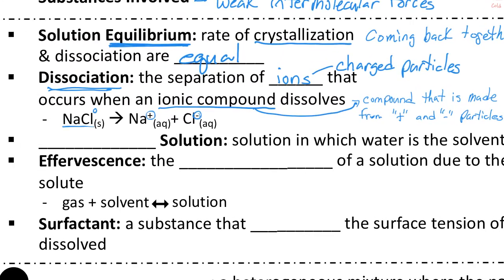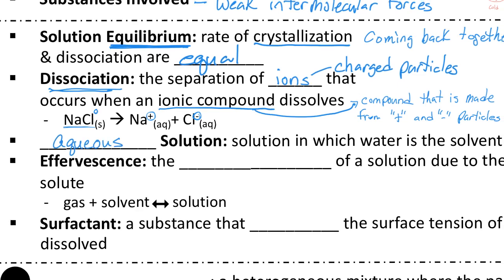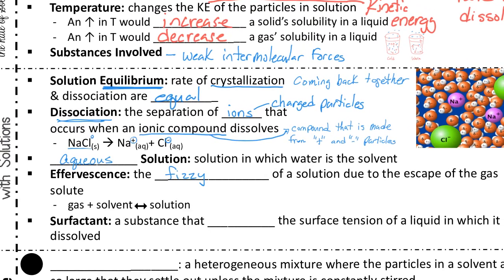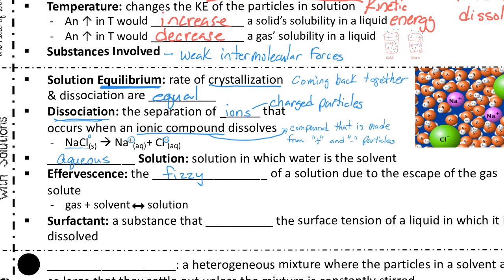An aqueous solution is a solution where water is the solvent. Effervescence just means that it is fizzy due to the escape of gases. A surfactant is a substance that reduces the surface tension of a liquid. An example of this would be dish soap.